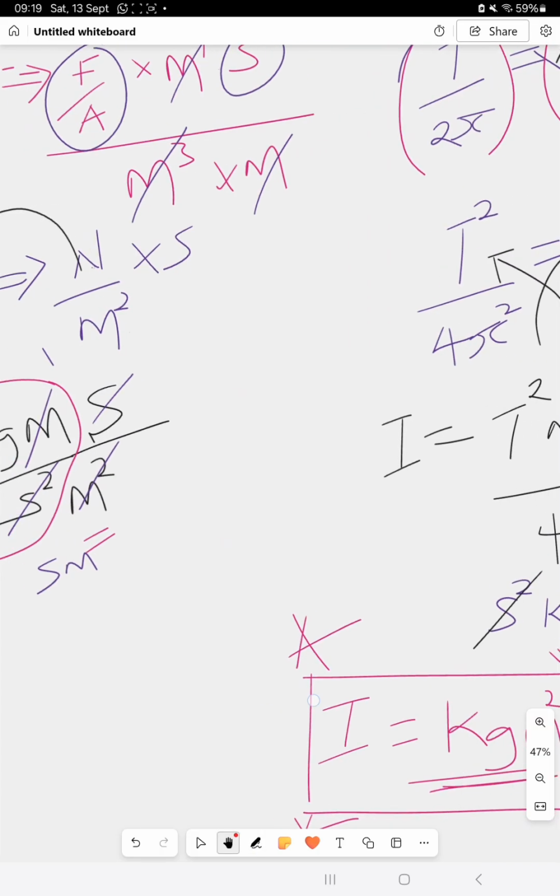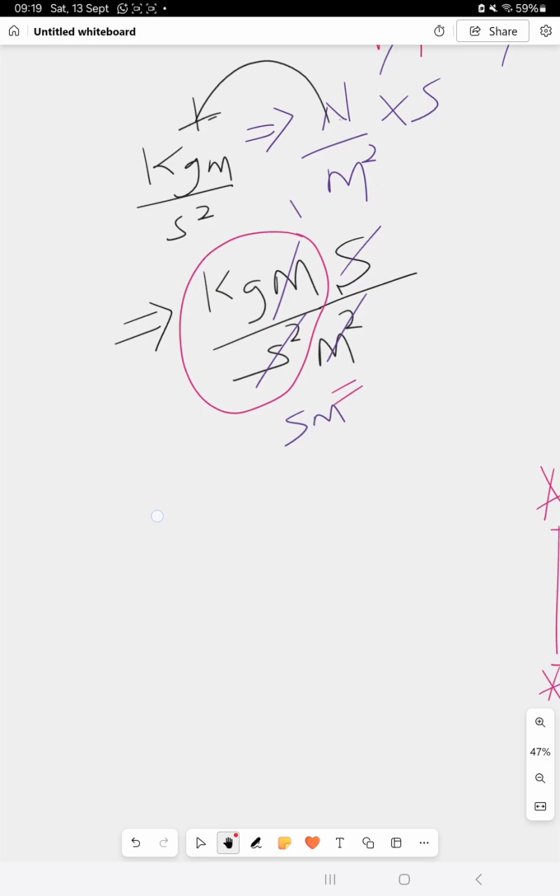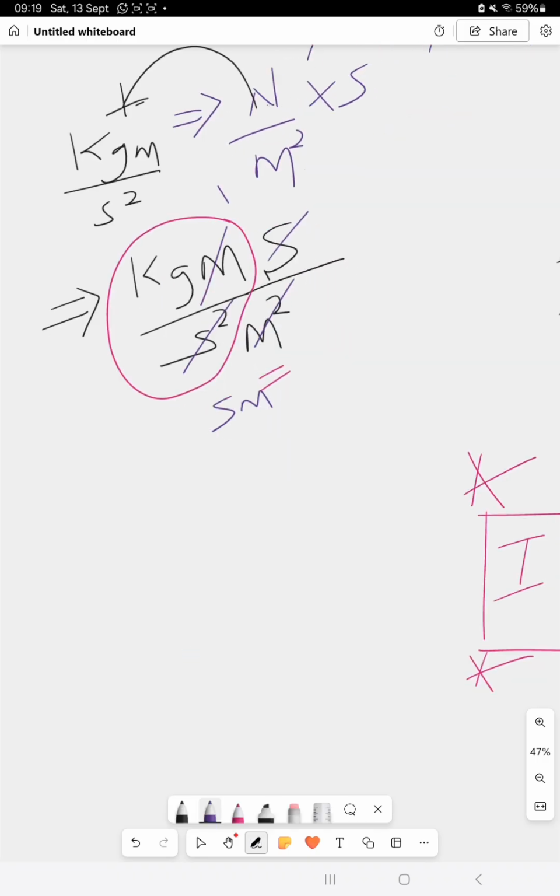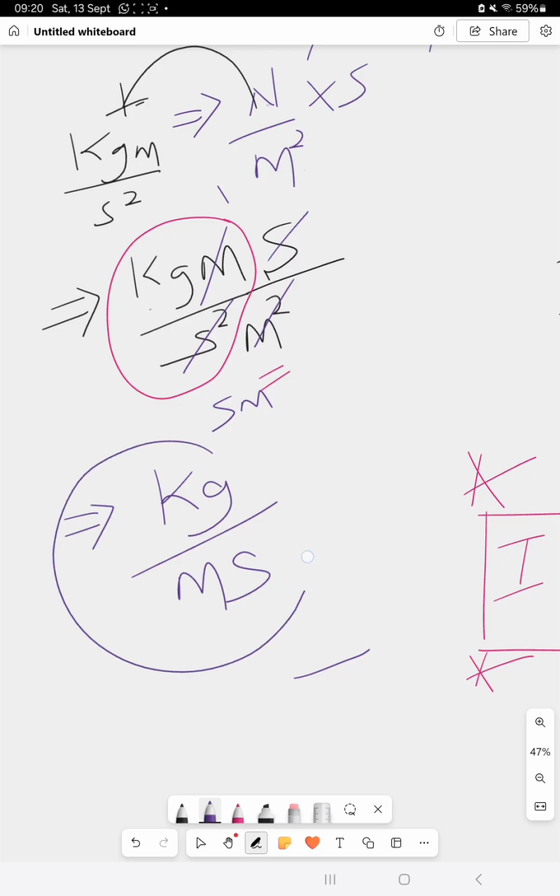the units of C will be equal to kilogram over meter S. Kilogram over meter S is the unit of C. Please take note of this. It's also very important. Very good.